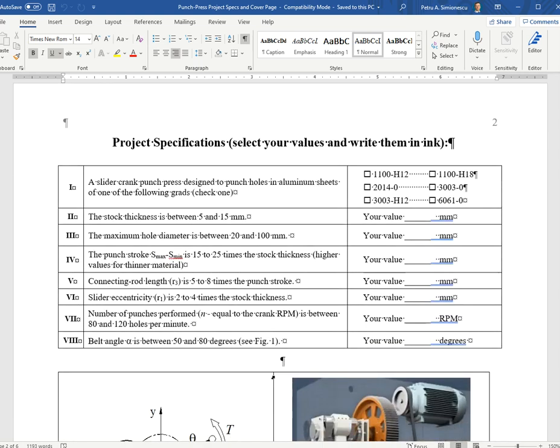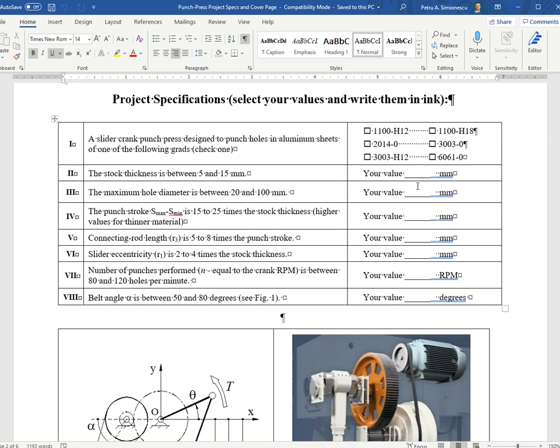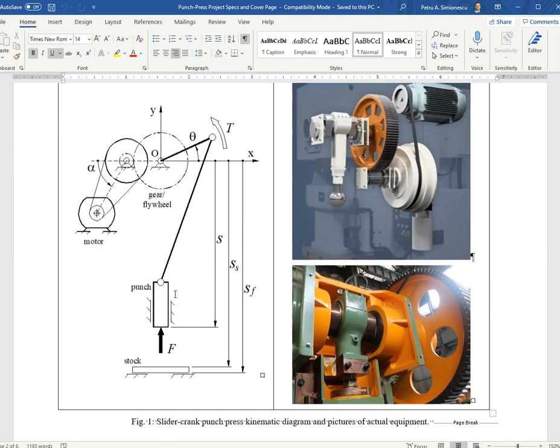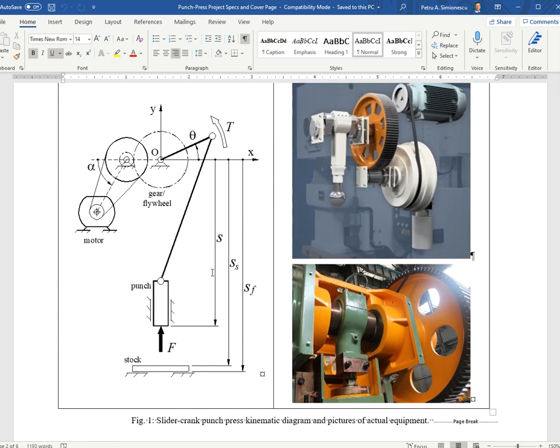Then you'll have to choose the material, the aluminum material, and everything else here, and also observe this kinematic diagram. At the end, you will have to draw this at scale, so that the mechanism is at scale. The gear, represented by just the pitch circle, and the pinion are at scale, and the belt transmission, the sheave, and the belt and center distance between the two sheaves.